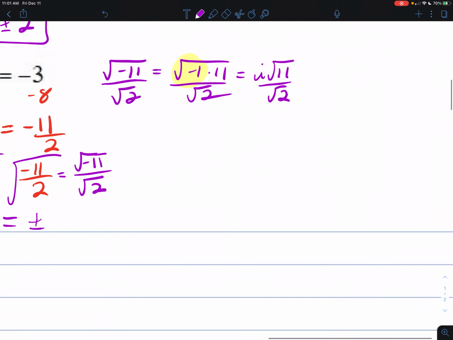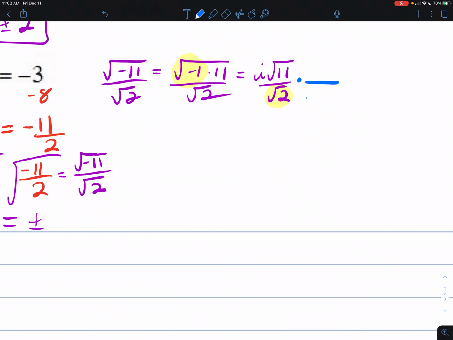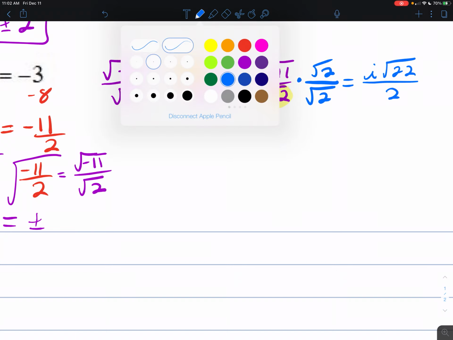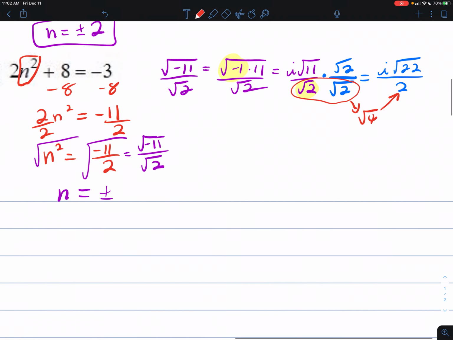Now, here's the next problem. We are not allowed to have radicals in the denominator, so we need to rationalize our denominator. So we'll multiply the top and the bottom by the square root of 2. So that gives us i radical 22 over 2. Again, because square root of 2 times the square root of 2 is the square root of 4, and then the square root of 4 is 2. So our answer is i radical 22 over 2.